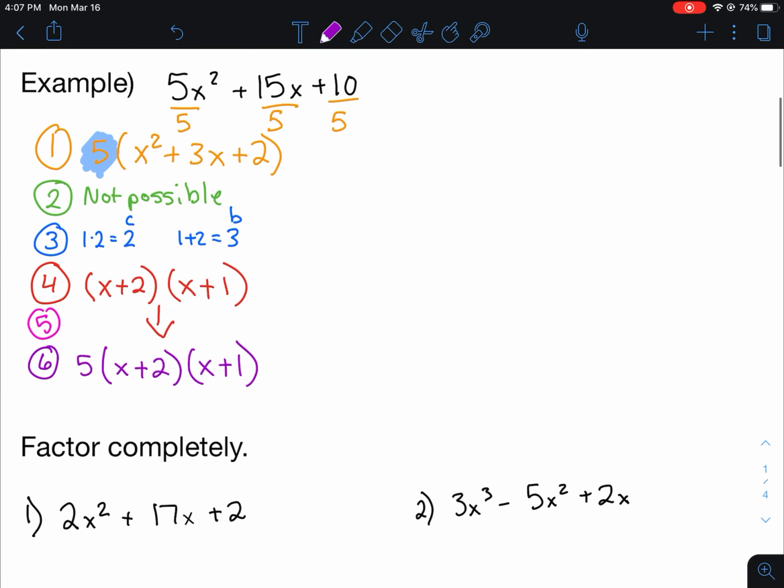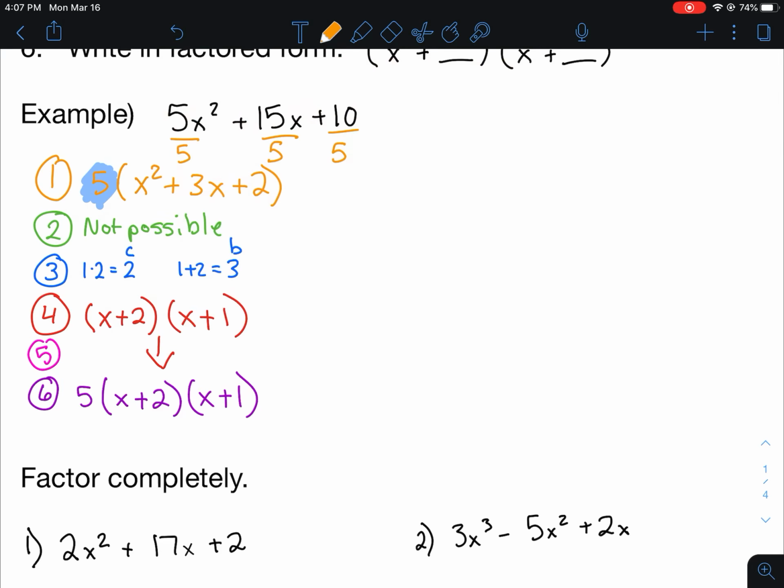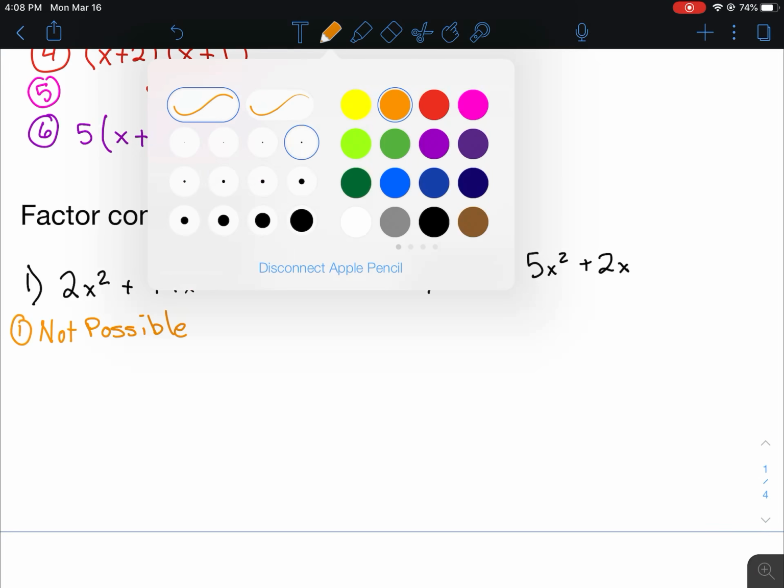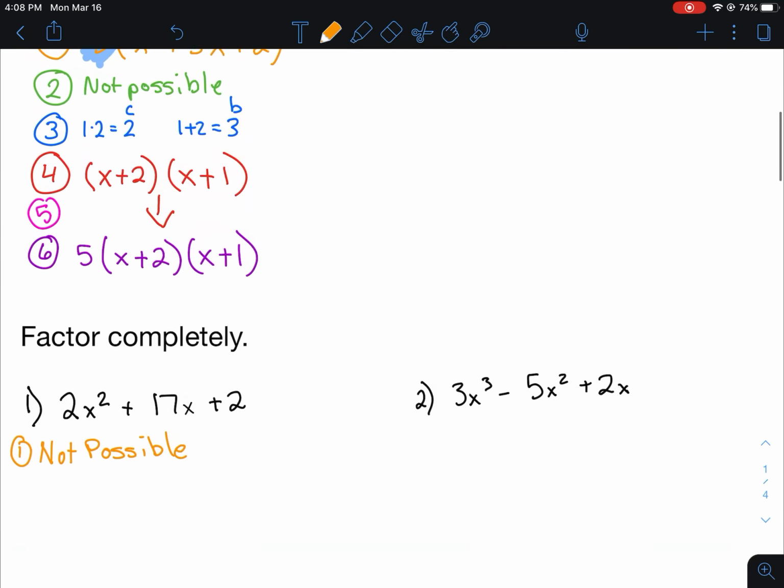Okay, so here we go. We're going to start by factoring this next one completely. So if we look at all three terms of number 1, 2x squared, 17x, and 21, all three of them do not have something in common. So our first step to factor out something is not even possible. So we kind of just skip it. But I'm writing it down that it's not possible just so you know why I skipped that.